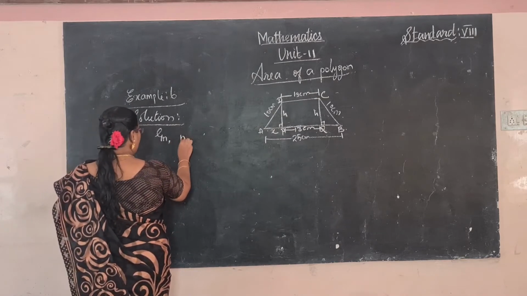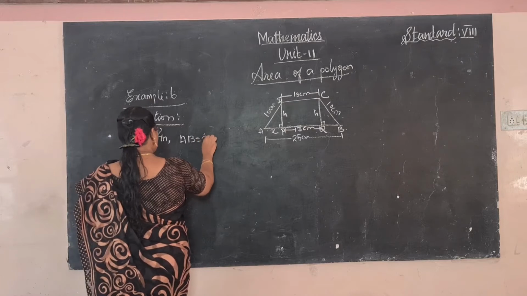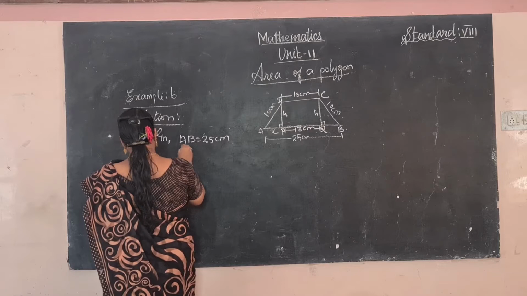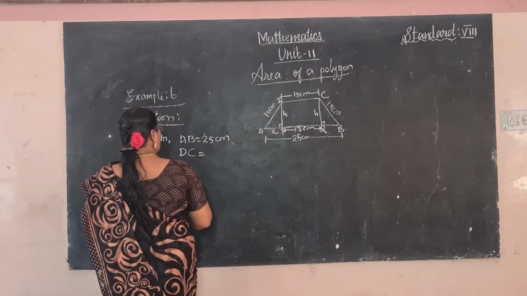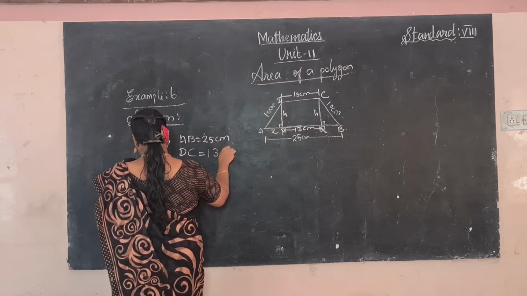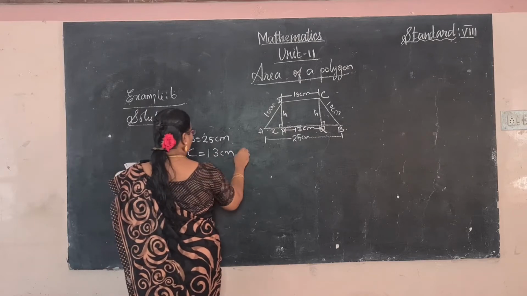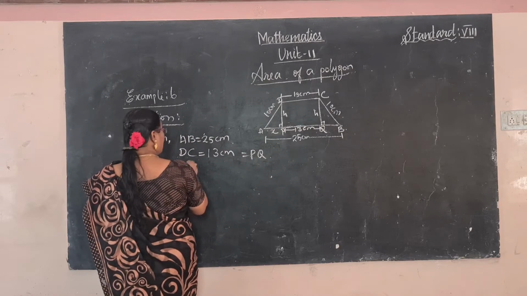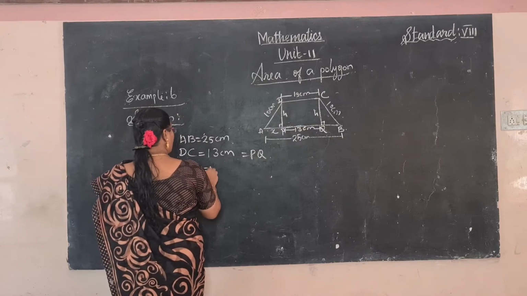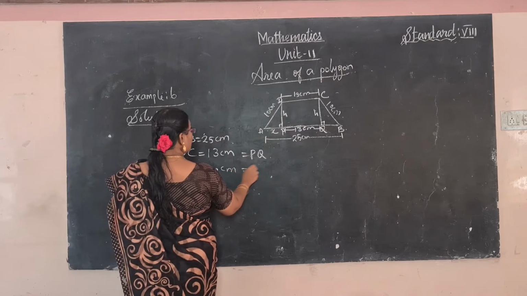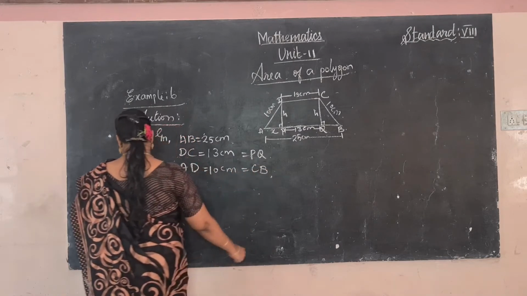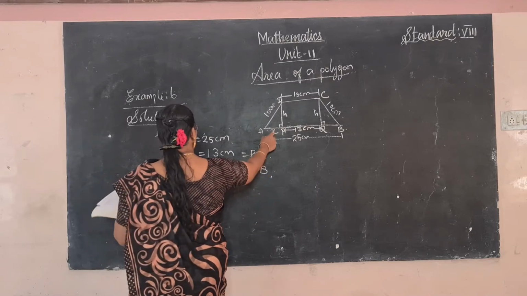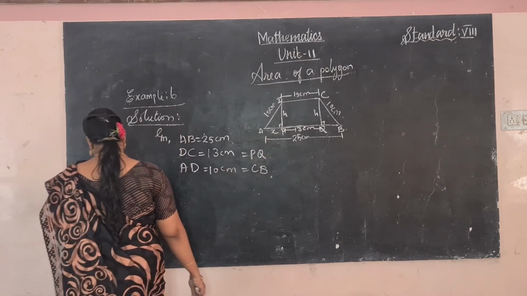So given AB is equal to 25 centimeter, and DC is 13 centimeter and PQ also equal. And next, AD is equal to 10 centimeter. At the same time, CB also 10 centimeter. Okay, right. Let H be the height of the trapezium.